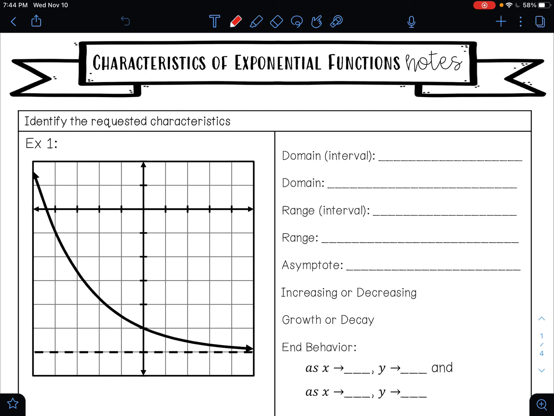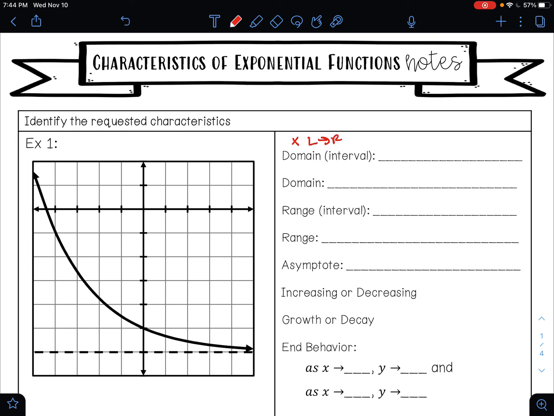In this video, we're going to be talking about the different characteristics of exponential functions. We've already gone over each of these characteristics individually, but now we're finding them all together on one graph. So on example 1, we have this exponential curve, and we want to find the domain. Remember that your domain are your x values from left to right.